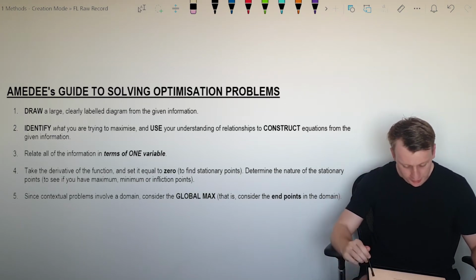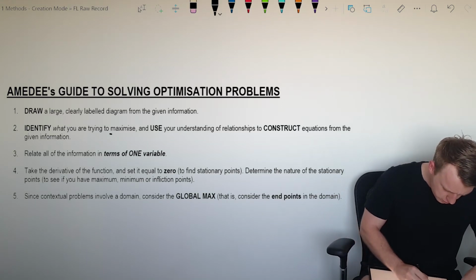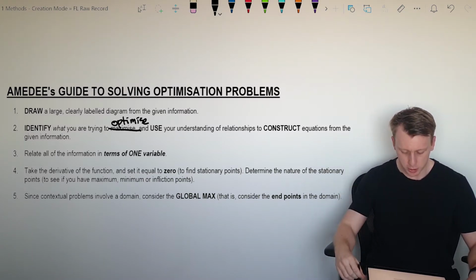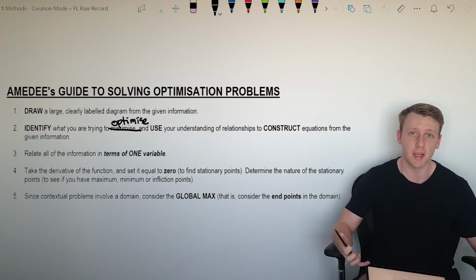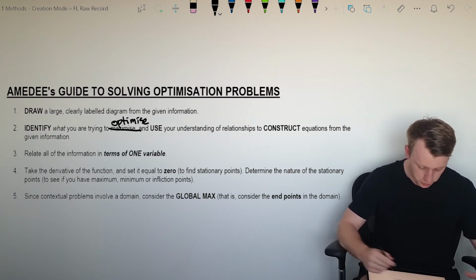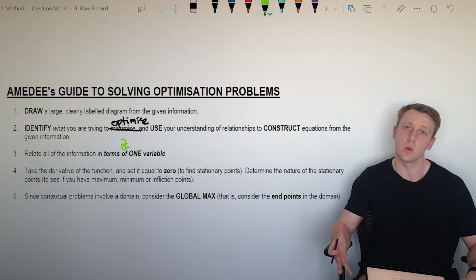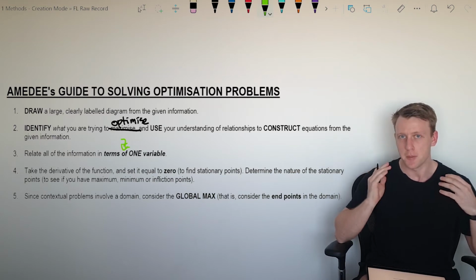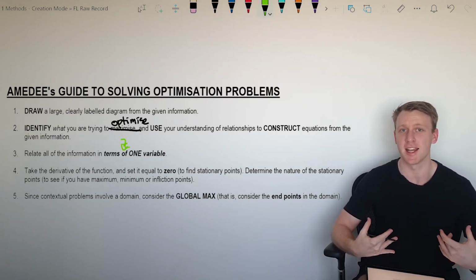After that, I want to identify what I'm trying to maximize or minimize, or I really should change this word to optimize. All right, I want to identify what I'm trying to optimize, and I'm going to use my understanding of relationships to construct equations, because I need to lead into step 3 from here, which is I need to get all of my information in terms of one variable, because when I've got things in terms of one variable, this is written as a function.